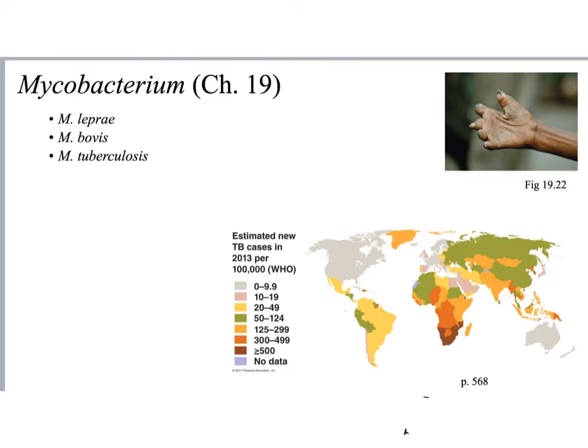I want to start with the mycobacterium, thinking about why you should care about mycobacterium. So some infections, there's, again, many different species of the mycobacterium, on the order of like 75 different species. We're going to briefly mention two of them and spend a lot of time on the third.